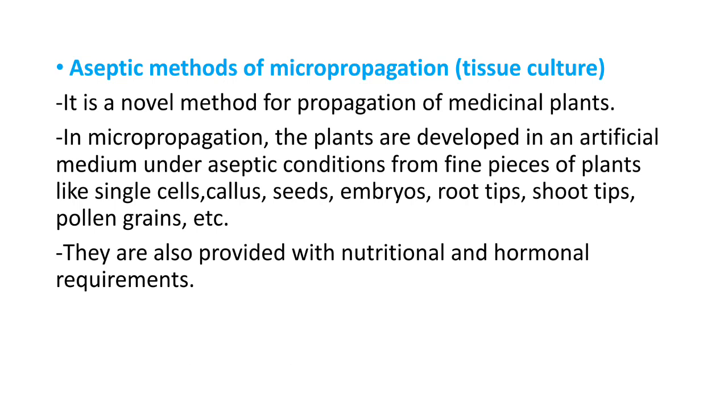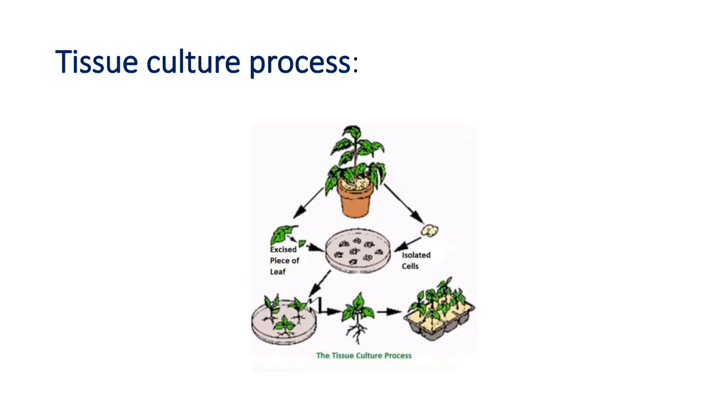Aseptic method of micropropagation, also known as tissue culture. It is a novel method for the propagation of medicinal plants. In micropropagation, the plants are developed in an artificial medium under aseptic conditions from fine pieces of plants like single cells, callus, seeds, embryos, root tips, shoot tips, pollen grains, etc. They are also provided with nutritional and hormonal requirements. The images of the tissue culture process.